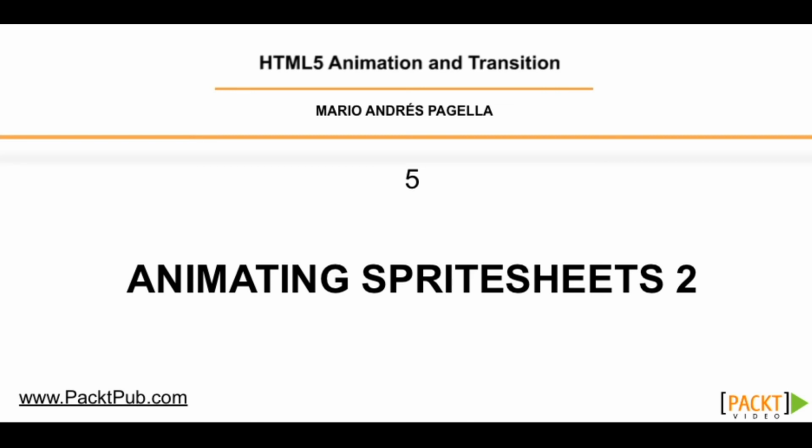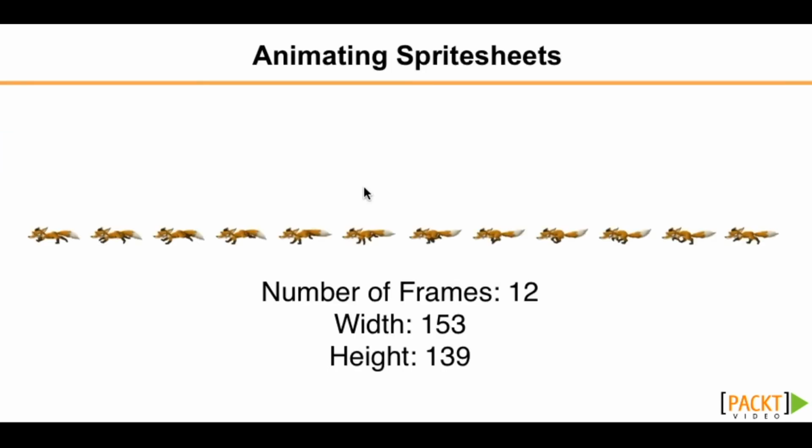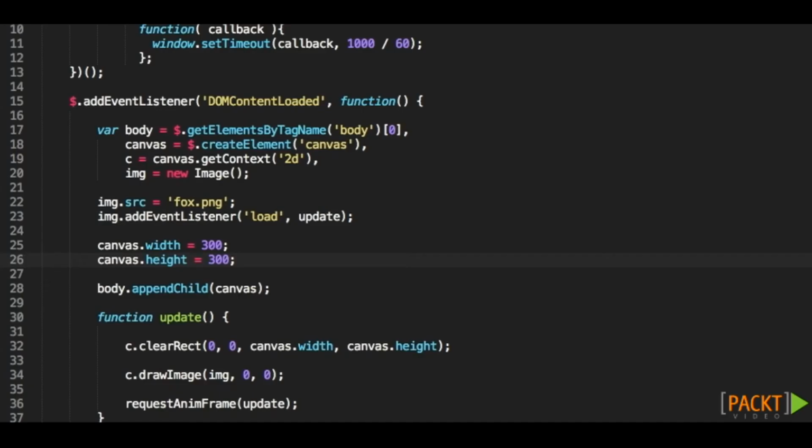In the previous video, we saw an introduction to sprite sheets. Now, in this video, we're going to be implementing a sprite sheet animation. So let's continue where we left off, right? So we had a sprite sheet with 12 frames, right? A width of 153 pixels and a height of 139. So this is the code that we had so far.